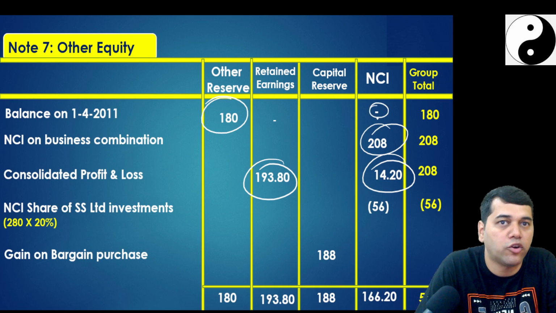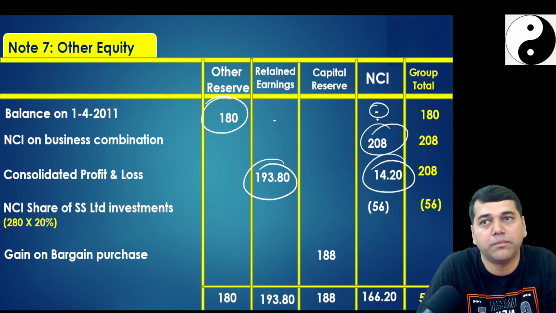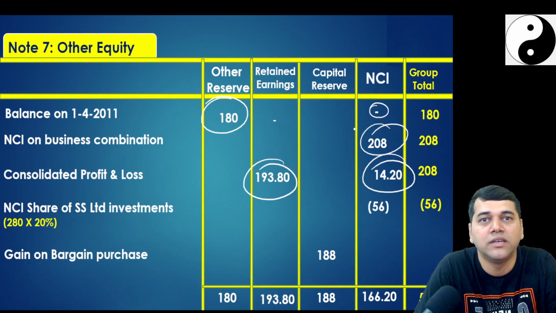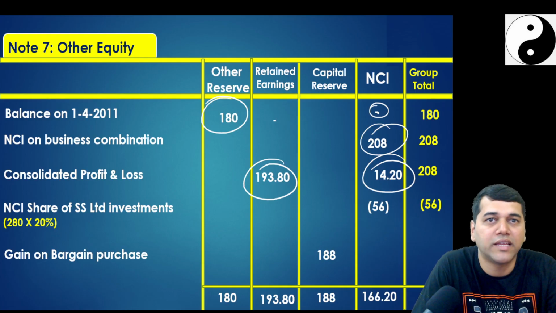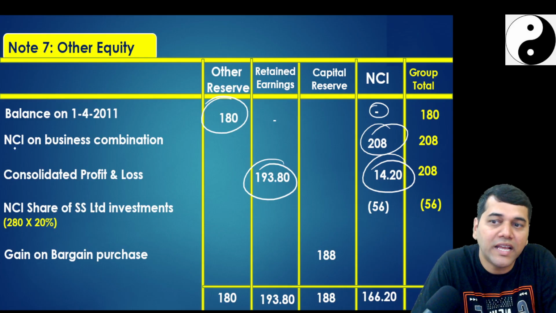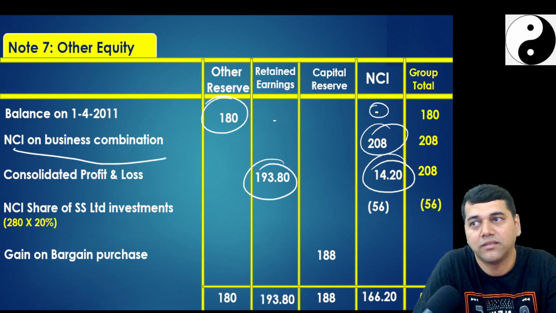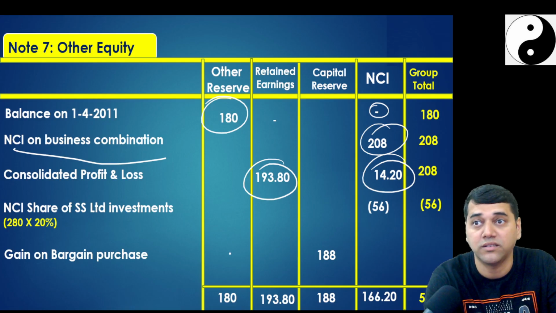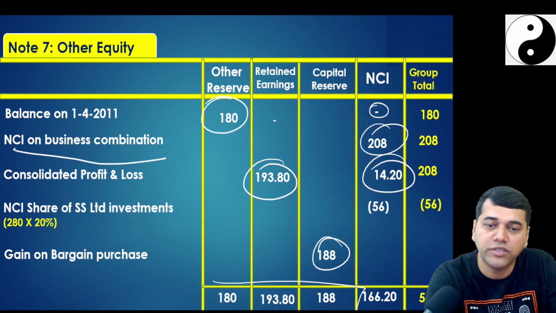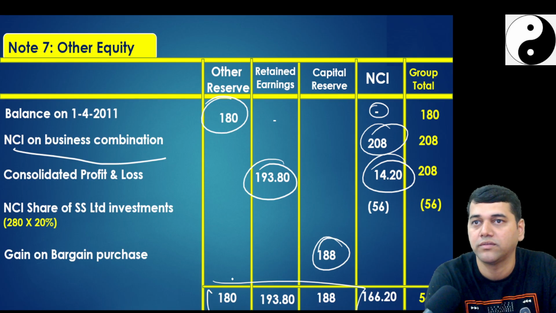Huh? Why not opening balance? Because consolidation acquisition happened at the mid of the year. That's why, when you say opening balance on 1/4, you will not write NCI opening balance. That is our internal working. You call it NCI on business acquisition because it happened during mid of the year. This balance came only on the 1st October. Then bargain gain 188. So these 2-3 numbers will form your totals.